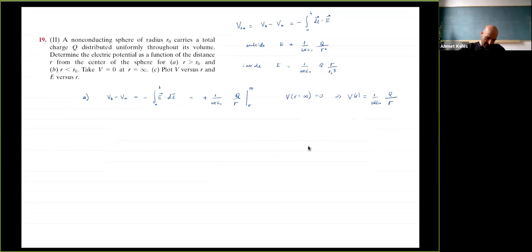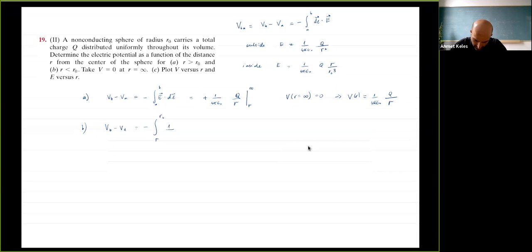Now let's do it inside B. So we can do it from somewhere inside up until the surface. Let's do this. Let's do the surface B. Maybe let's do the general form, and then we can put what B is. VB minus VA is equal to minus the integral from some R inside to R0 on the surface.